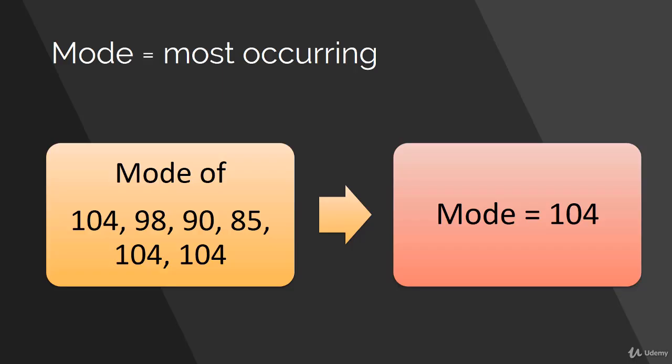So if I see 104, 104 is coming 3 times here, 98 is coming 1 time here, 90 is coming 1 time, 85 is coming for the 1 time here. So based on that I can say that 104 is the most occurring item. So that way the mode is 104.